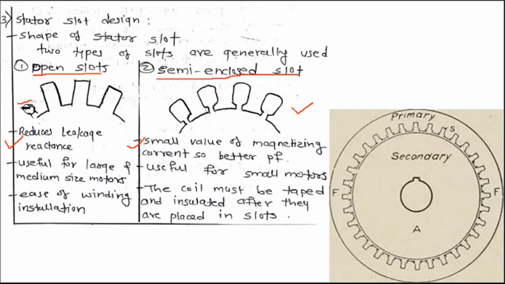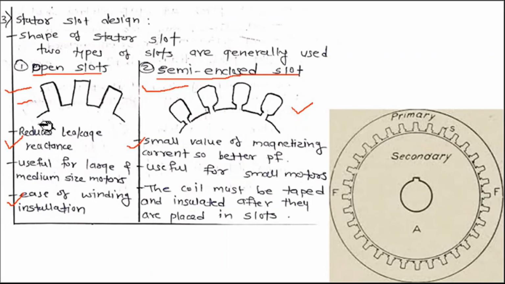But as you all know, there are some limitations of semi-enclosed slots. The limitation is that installation of winding is difficult in case of semi-enclosed slots, whereas it is easy in case of open slots. So that's the advantage here, ease of winding installation. Here we are not getting that ease of winding installation.